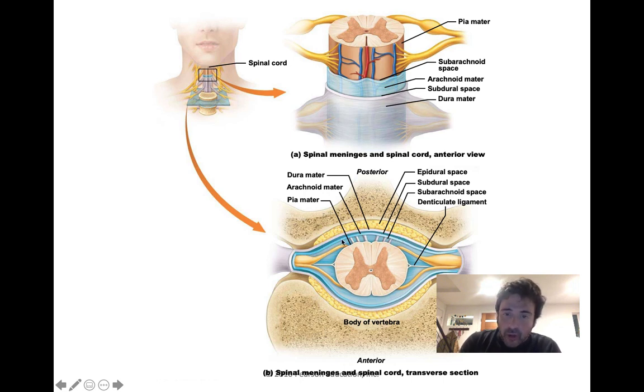Deep to the dura mater is another layer referred to as the arachnoid mater. Arachnoid because the protein fibers that project off of it form this kind of spider web appearance, and mater meaning mother, so it means spider mother. So our next layer is the arachnoid mater.